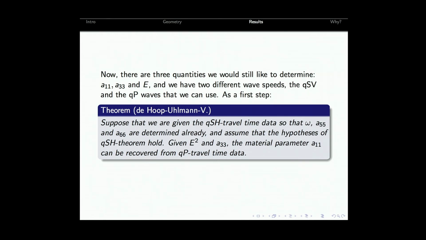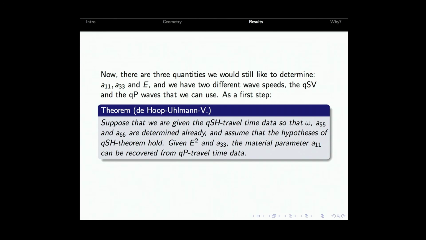So to summarize things, there are 3 quantities, A11, A33, and E. And we have 2 different wave speeds, the SV and the P quasi waves. And so one way of stating a result: suppose you already have the SH, the QSH stuff. So you know the axis, you know the A55 and the A66. So you have the 3 other things that you want. And the theorem is that given 2 of them, so this doesn't look very good, because how would you know the other 2? Anyway, it's a partial result. Given 2 of them, E squared and A33, the third one, A11, can be recovered.